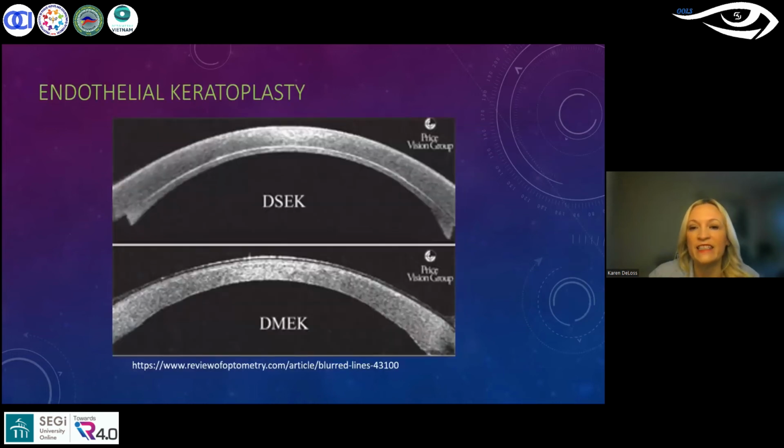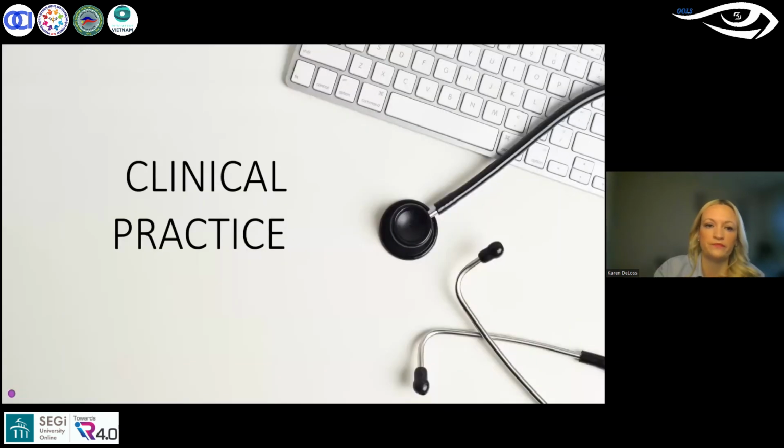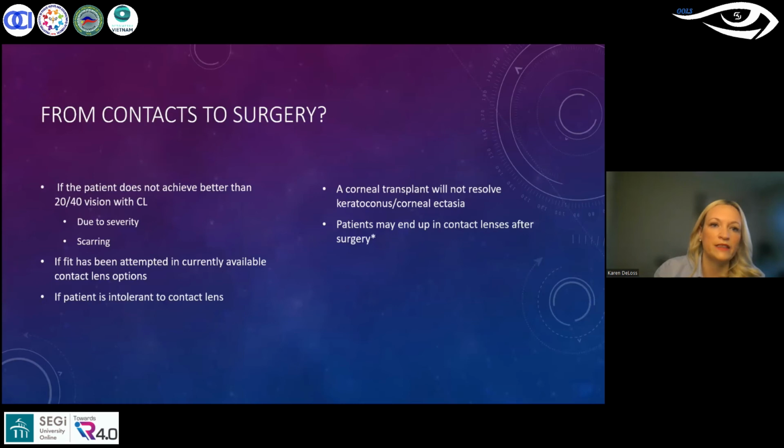Endothelial, again, this is not commonly used for keratoconus, more for Fuchs endothelial dystrophy. I've seen it for graft failures where they take just the back part of the cornea and attach that to the eye.